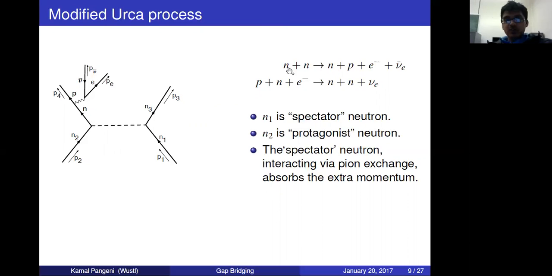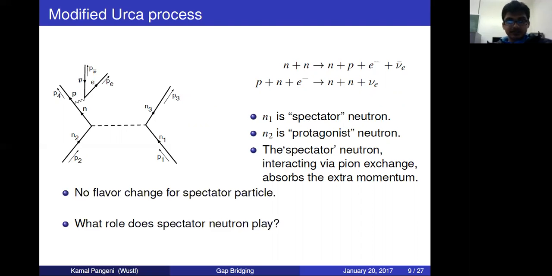The modified Urca process is slightly different from direct Urca, where you have a spectator neutron sitting there to conserve energy and momentum. Now, the question we want to address is what role this spectator neutron has. This neutron is just sitting there, it's not changing its flavor or anything. So does it have any effect in this gap bridging? That's one interesting question we'd like to address.